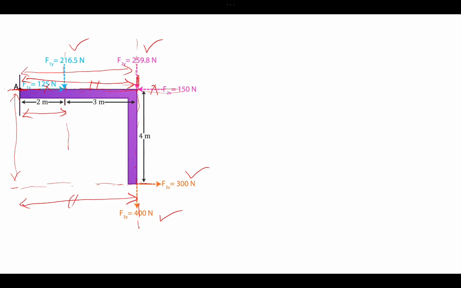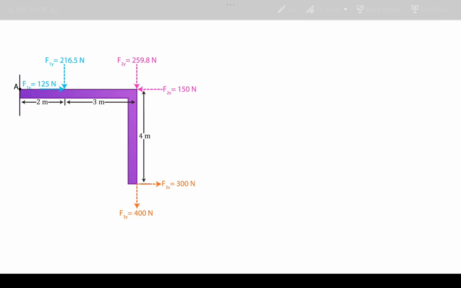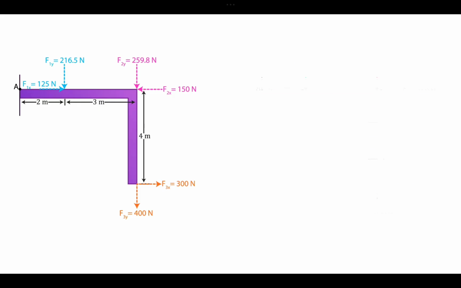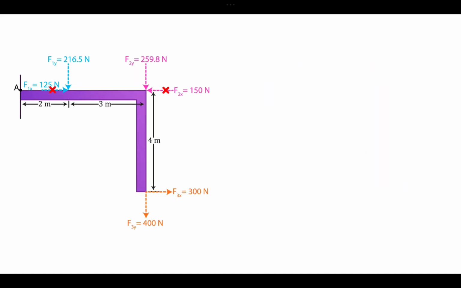Now once we have these perpendicular distances, we can go on and calculate the moments created by these forces. So for example, F2x and F1x, this one and this one, do not produce any moment about point A, because the line of action passes through point A. So their moment will be 0, there is no perpendicular distance. For the rest of the forces, let's see.